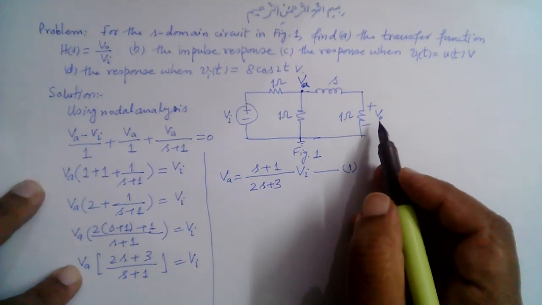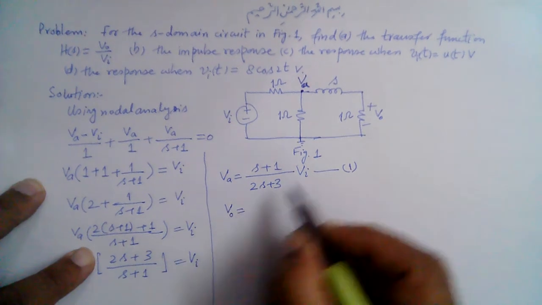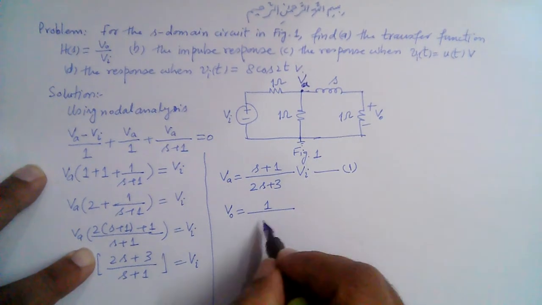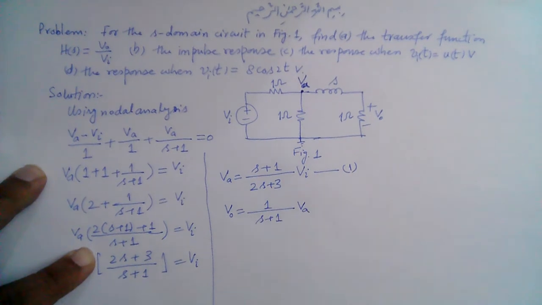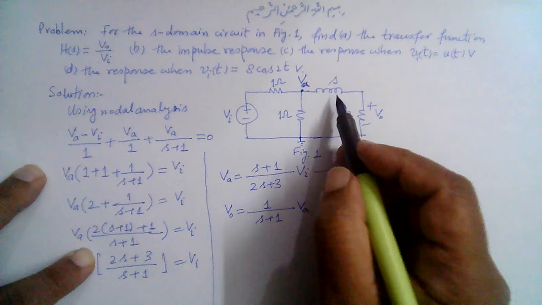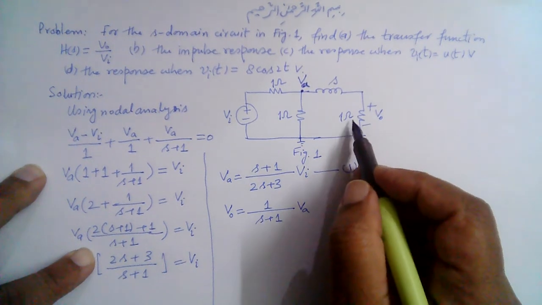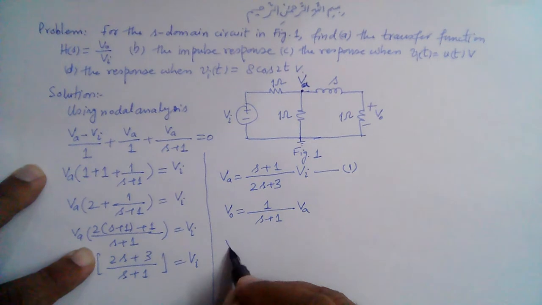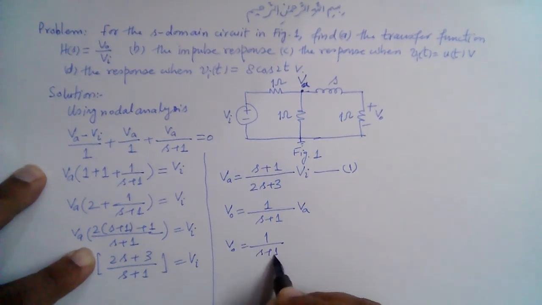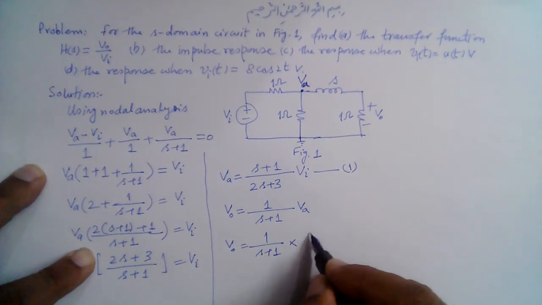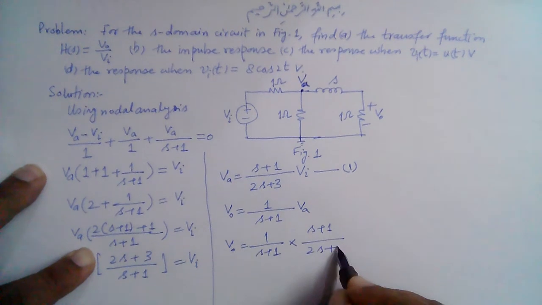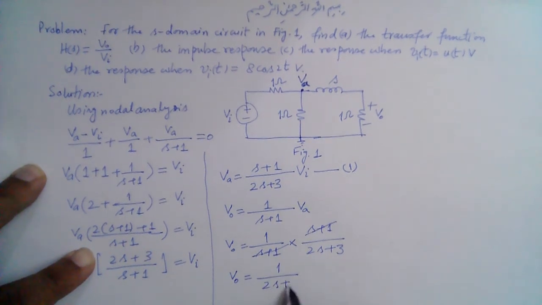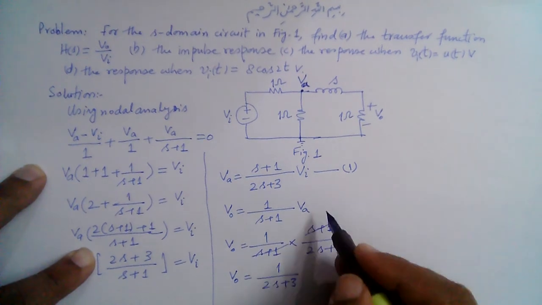Now let's apply the voltage divider rule here. So V0 is equal to 1 divided by the total impedance of this branch, s plus 1, multiplied by Va. So the total voltage across this branch is Va, and by using the voltage divider rule we get 1 divided by s plus 1 into Va, and this should be equal to this voltage V0. So V0 is equal to 1 over s plus 1 into Va. We substitute this value here. So this is s plus 1 divided by 2s plus 3.